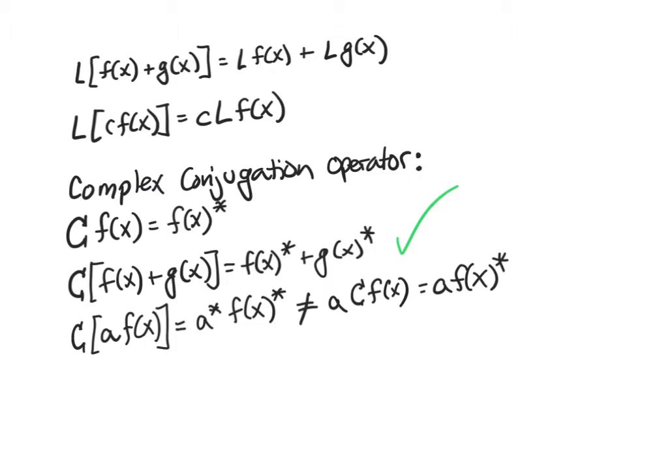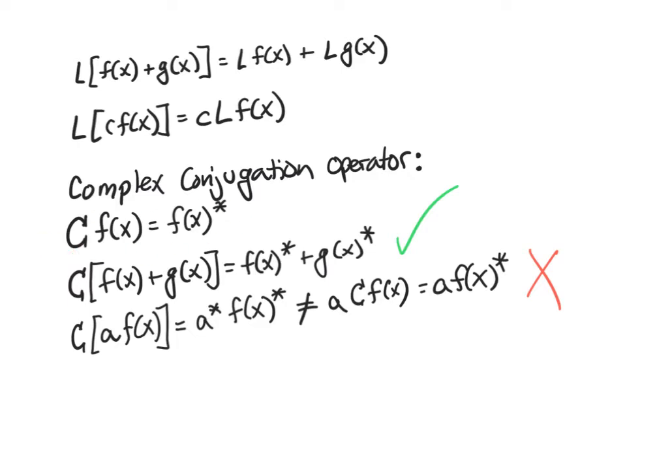And so we see that when I apply the complex conjugate to the product of a with f of x, I get the complex conjugate of a times f of x. And when I apply the conjugation operator first and then I multiply by the a, we're left with just a times the complex conjugate of f of x. And so this second condition does not apply. And so this complex conjugation operation is not a linear operator.